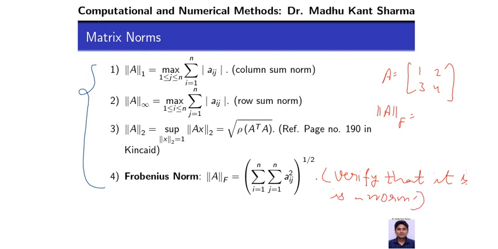Okay, it is a norm. That is, you can make sure. Okay, so the Frobenius norm is 1 square plus 2 square plus 3 square plus 4 square. That is equal to 1 plus 4 plus 9 plus 16, that is 30. So the Frobenius norm for the given matrix is 30.